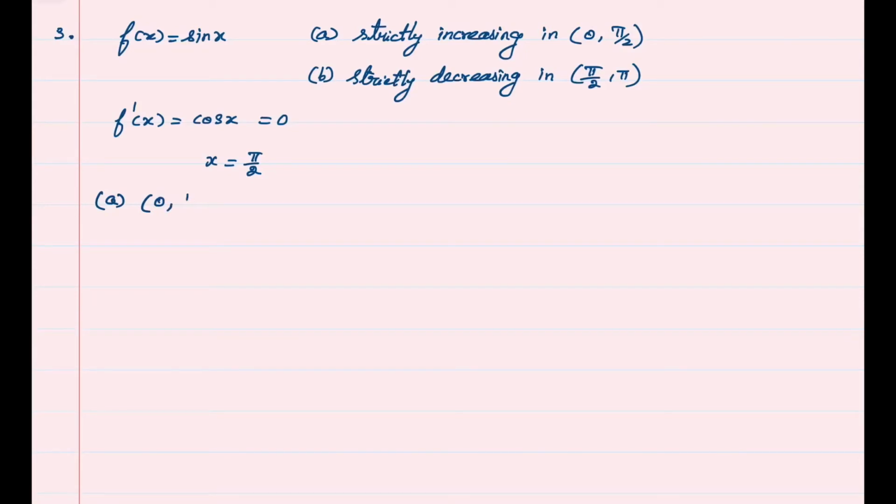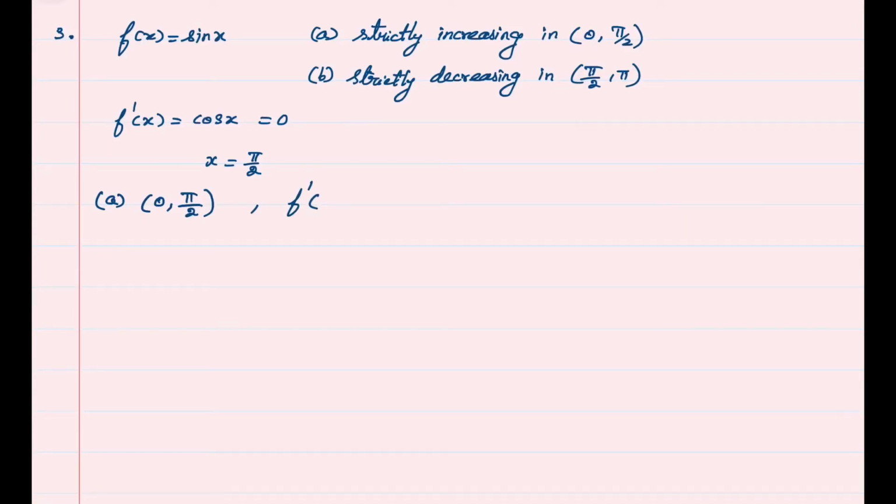We don't have any critical value in this interval, even pi by 2 is not included in this interval. We cannot split this interval into subintervals as we don't have any critical value between 0 and pi by 2. Now we will check the sign of f dashed of x in this interval.